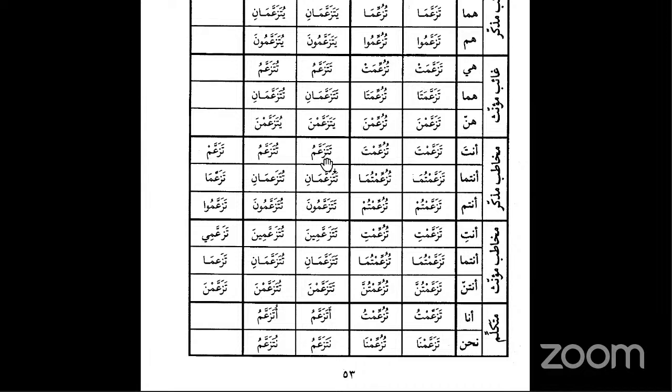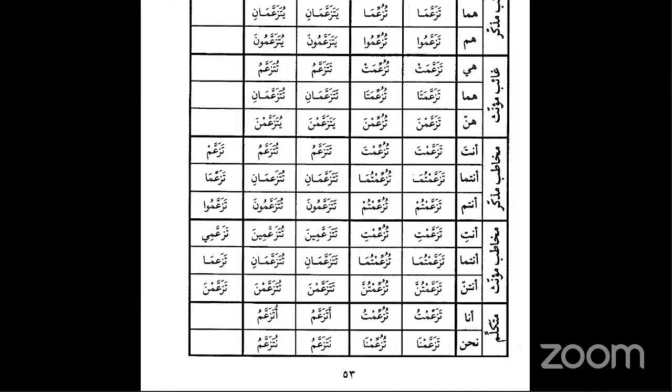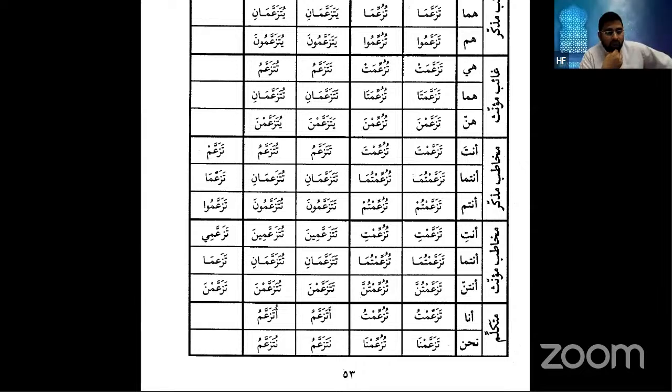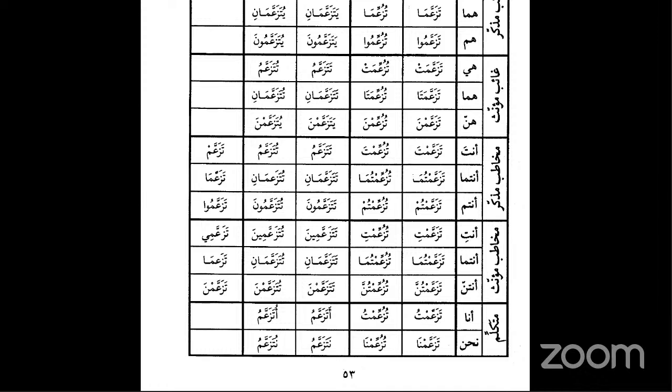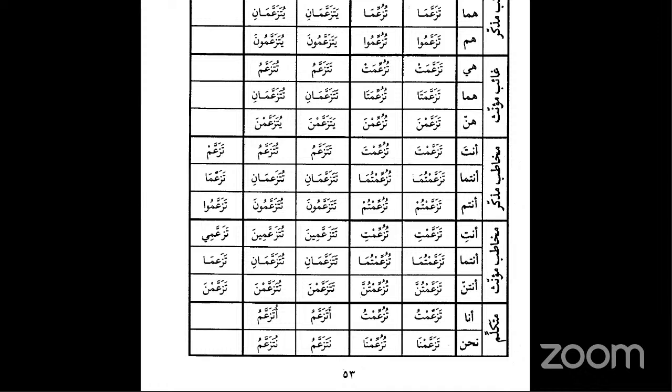Yataza'amu. Tataza'amu, because there's two tas. One ta is of the past tense. The other ta is of the present tense. So it would be taza'am, taza'ama, taza'amu, taza'ami, taza'ama, taza'amna. Do tanazzal. So it will be tanazzal, tanazzala, tanazzalu, tanazzali, tanazzala, tanazzalna.